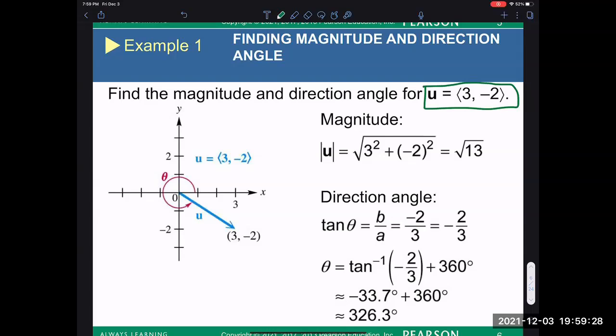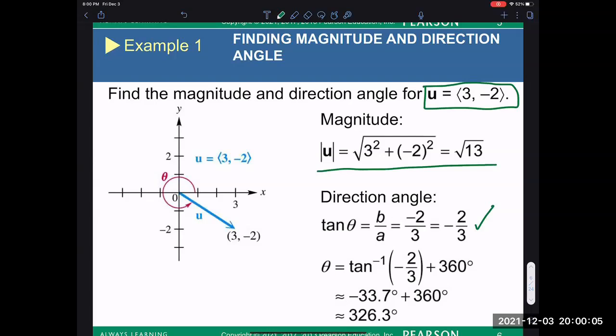So the magnitude, we just do the square root of a squared plus b squared. So they do that here, and that gives us the square root of 13. So that's how long the u vector is. It's the magnitude of the u vector. And then to figure out the theta there, we initially can set up the relationship that tan of theta equals b over a, which would be -2/3, as they do here. And then trying to get that angle theta, we can take the inverse tangent of both sides, so that theta equals inverse tangent of -2/3.